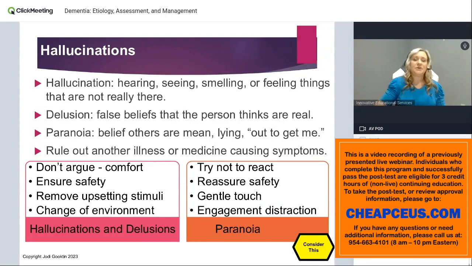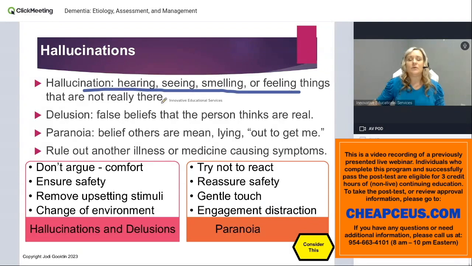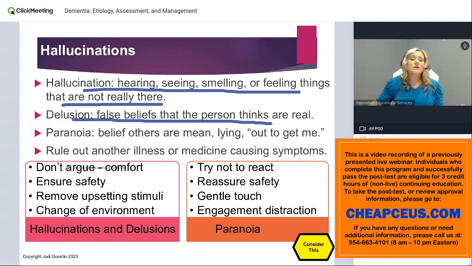Hallucinations that someone experiences. A hallucination is hearing, seeing, smelling, or feeling things that are not really there. So maybe children playing in the other room. A delusion is the false belief that they think something is real. So, individuals who present with this, we don't want to argue with them. We want to let them know that they're safe. Think about if the individual has the TV on or we have music on in the clinic. Could it trigger some of these hallucinations or delusions? Do they think whatever it is is really happening? Is it increasing their fear?